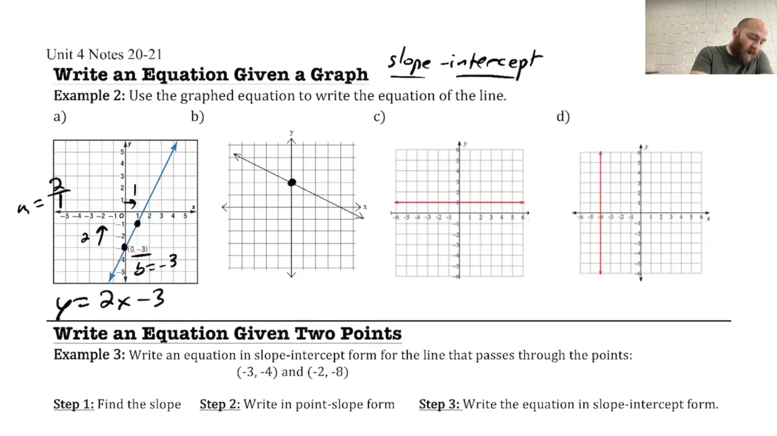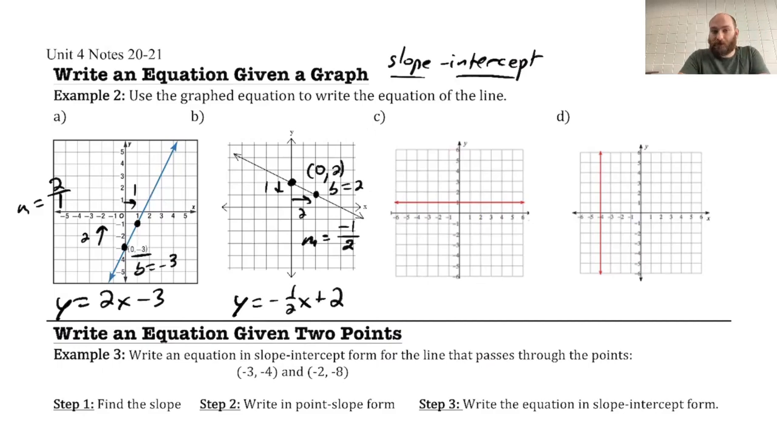Part B, again, I identify my y-intercept first. That is the point (0, 2), so b equals 2. I find one other point on here, and that is going down 1 to the right 2. So down 1 is a -1 for the rise, and to the right 2 is a +2. So I have -1/2 for my slope. So y equals -1/2 x plus 2.